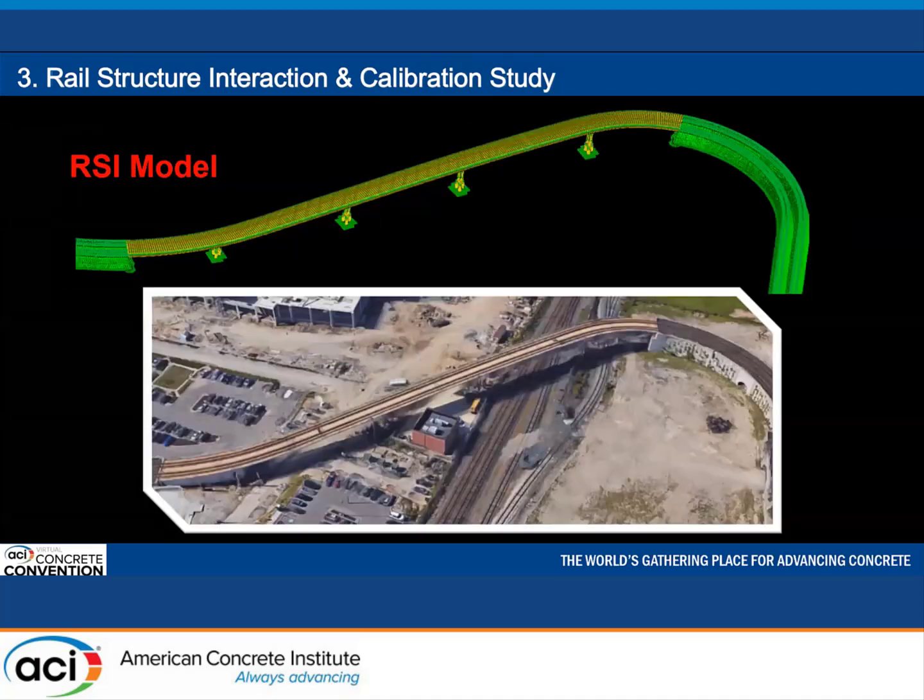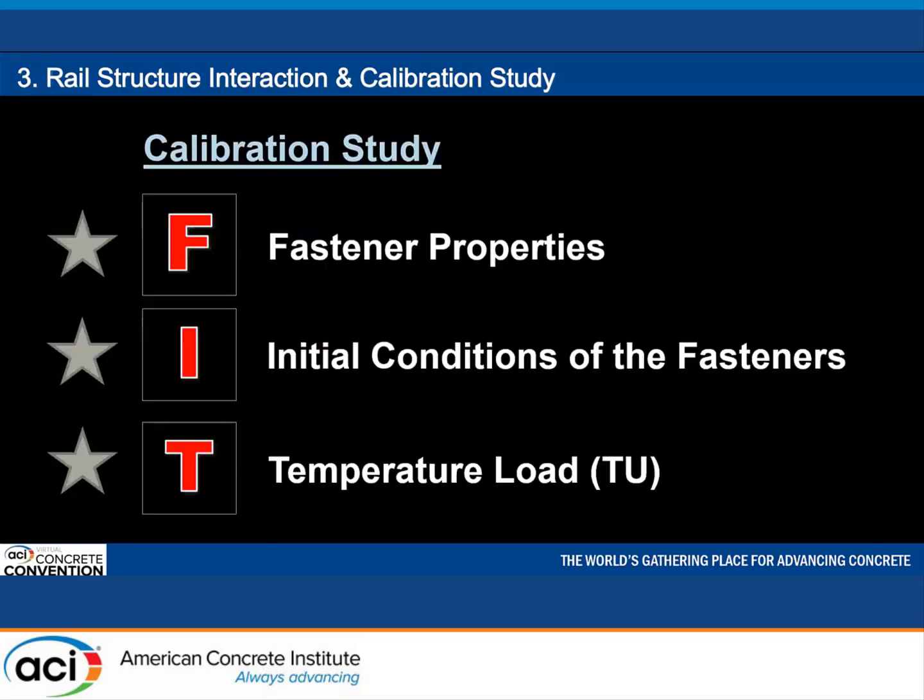We just briefly touched on the overview of rail structure interaction. Let's move on to the calibration study. This is the RSI model that we use to do the study. There are 3 stars in the calibration study: fastener properties, initial conditions of the fasteners, and temperature load. So it is FIT, fit. Let's meet them one by one.